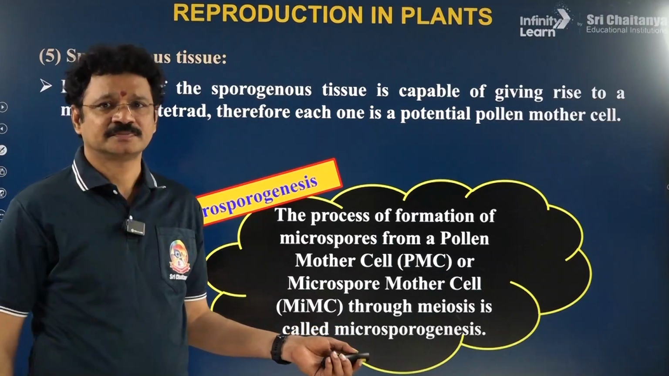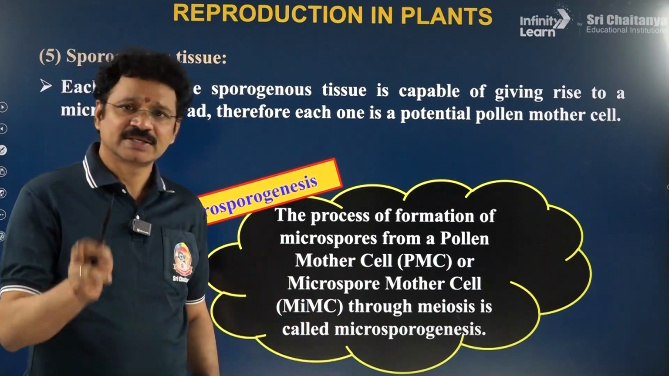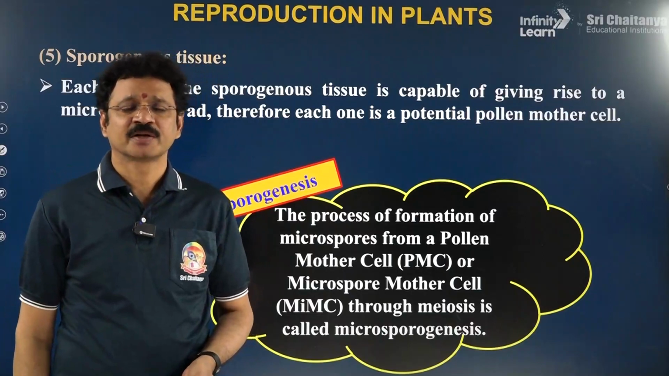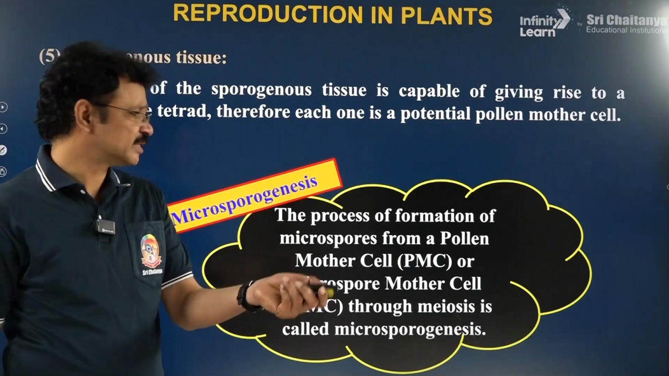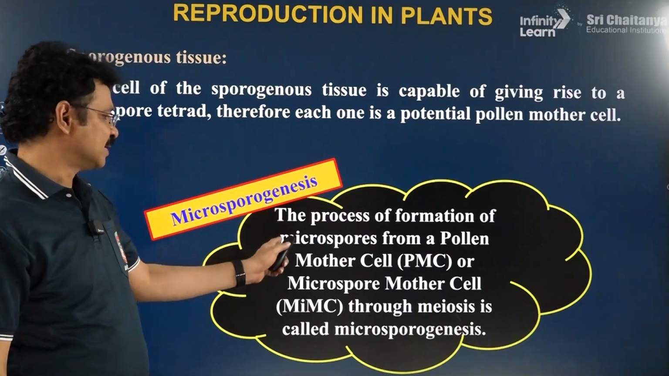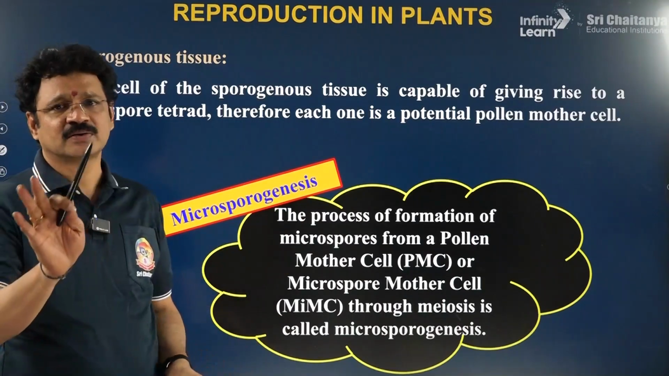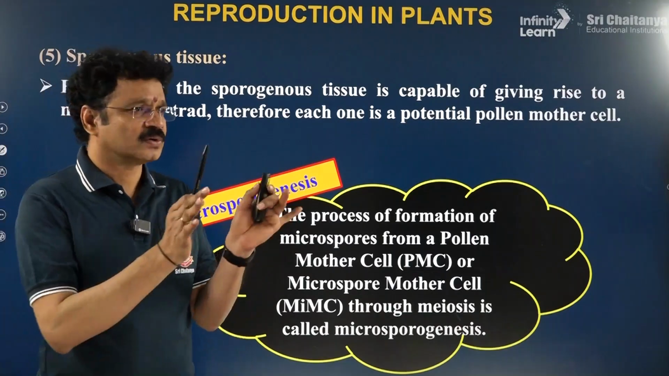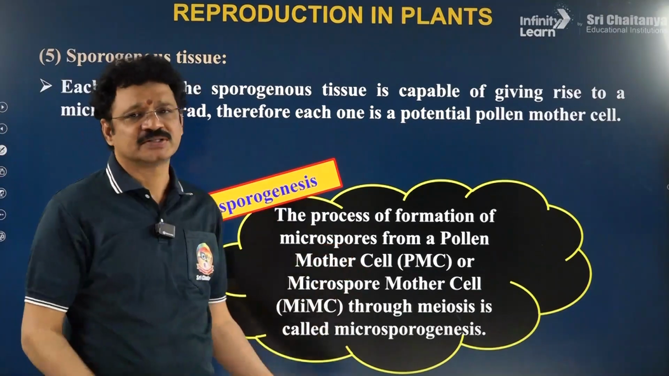Microsporangia found in the anther. Likewise, one more question. What is the site of megasporogenesis? Megasporangia, which is nothing but ovules. The ovule is the site for megasporogenesis. The anther or pollen chamber is the site for microsporogenesis. Where sporogenesis occurs, there meiosis automatically occurs.